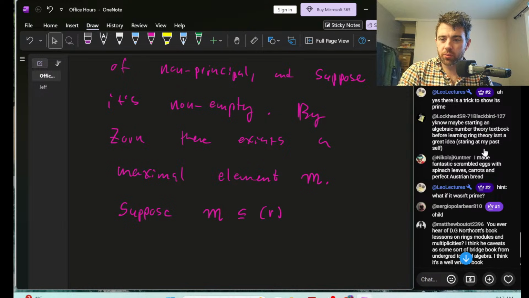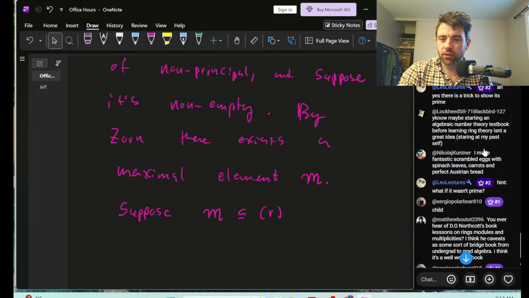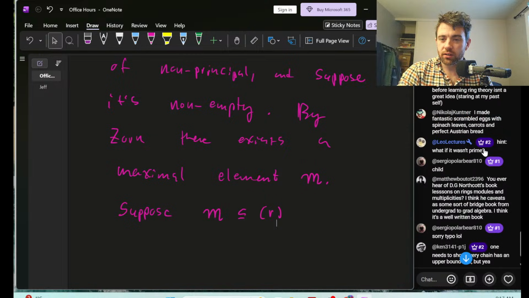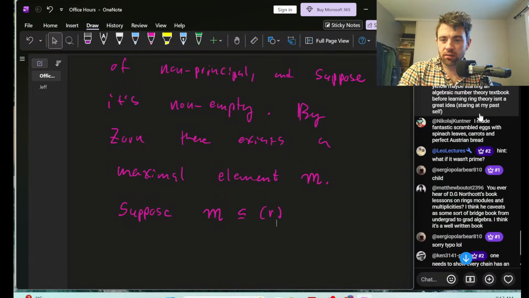Maybe starting an algebraic number theory textbook before learning ring theory isn't a great idea. Well, actually, yeah, I would not say it's not a great idea. It's not a great idea. Is it the worst idea in the world? No. I've had a long life of doing much stupider things. But maybe you should learn some ring theory first, generally.